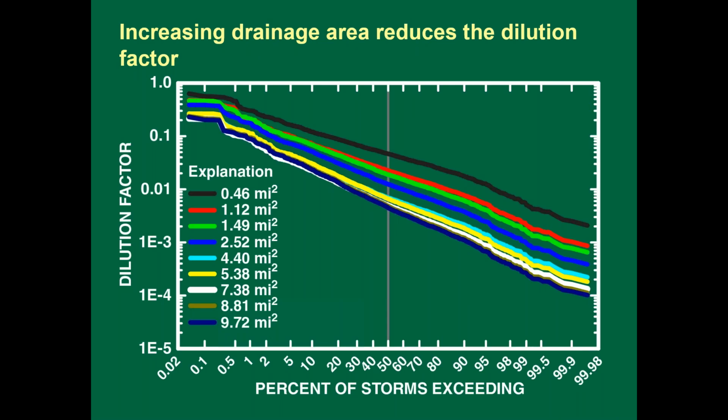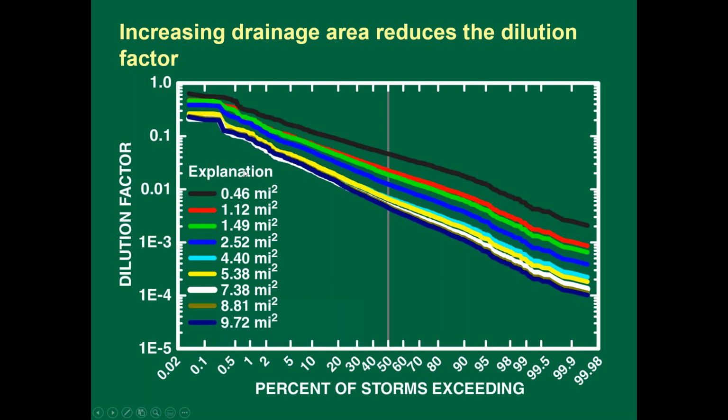So what we see is increasing drainage area reduces the dilution factor. Here we have that probability axis where the extremes are stretched out. Our dilution factor is on a log scale from 0.00001 to 1. Again, 1 would be 100% highway runoff, 0.1 is 10% highway runoff, and 0.01 is 1% highway runoff.